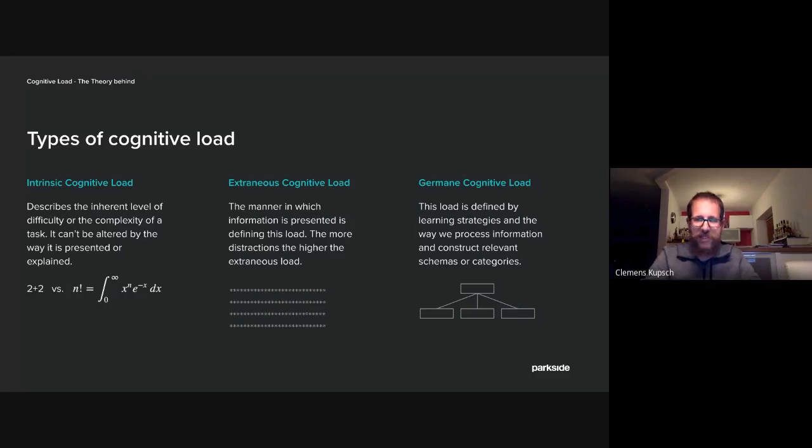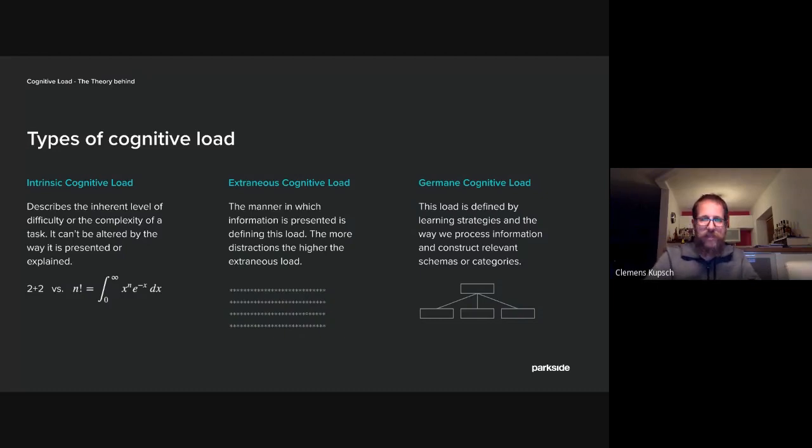Those are schemas. And if we want to oversimplify again, we could sum those things up as intrinsic load refers to the complexity of the content. We cannot change much about it, that's a given thing. Extraneous cognitive load refers to the complexity of the presentation or the way the content gets presented. That's something we have control over. And the germane cognitive load is the effort we spend on understanding the content. So three different things we need to keep in mind.